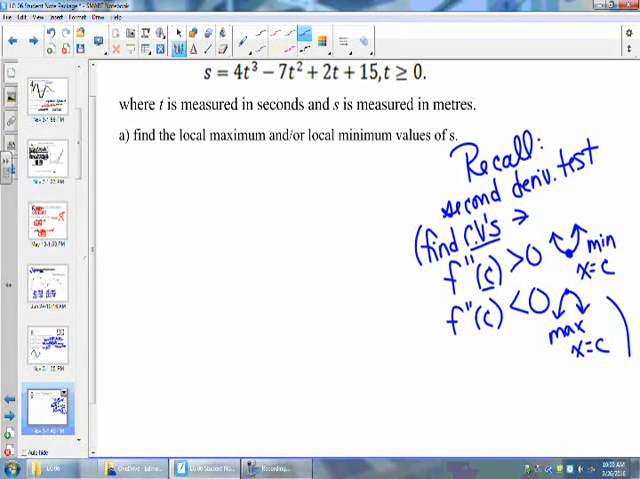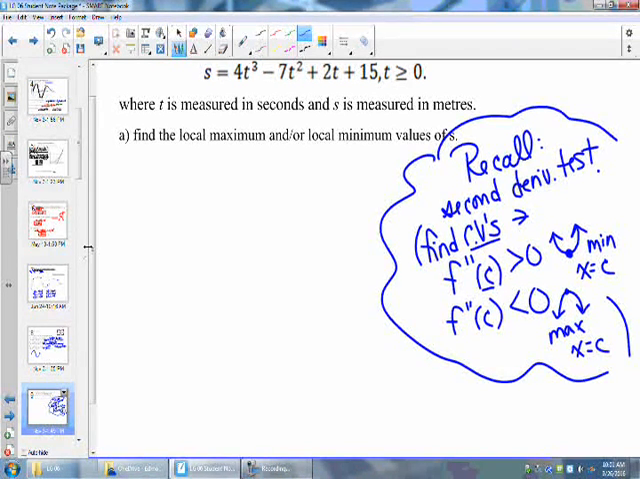Now, if what I just said does not make any sense to you right now, you might want to take a look back in your Learning Guide 5 and review the second derivative test, because that's what I'm going to use in this question. All right, so if we go back to the question, it's saying find the local maximum and/or local minimum values of s. So this is actually looking for coordinates here. So I'm going to use the second derivative test.